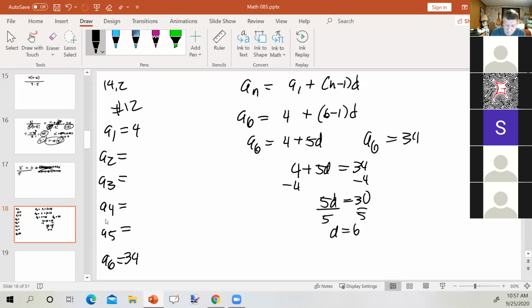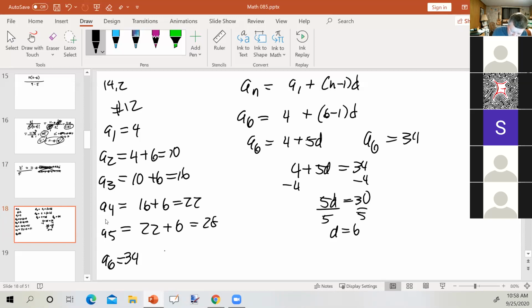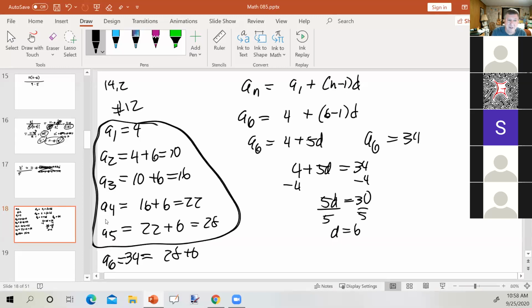So a sub 1 is 4. A sub 2 is a sub 1 plus 6, which is 10. A sub 3 is a sub 2 plus 6. 10 plus 6 is 16. 16 plus 6 is 22. 22 plus 6 is 28. 28 plus 6 is 34, which shows it checks. So the first 5 terms are right there.